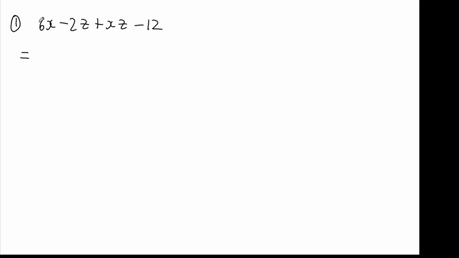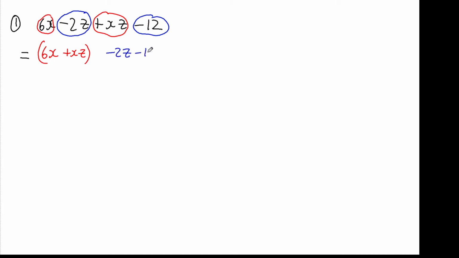If I look at the 6x and the xz, these two terms share a common x. I can factorize out an x from these, so they could make a bracketed group. And if I look at my minus 2z and my minus 12, they're both even numbers, so I can factor out 2, or even, since they're both negative, I can factorize out negative 2. So let's use these as my groupings. I have the group 6x plus xz, which I will group, and the group minus 2z minus 12, which I will group, remembering to keep a plus sign in the middle.